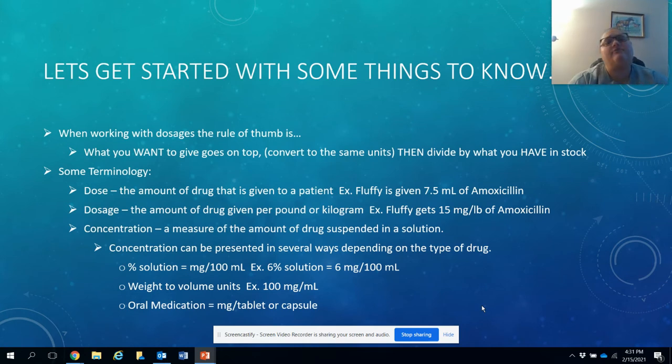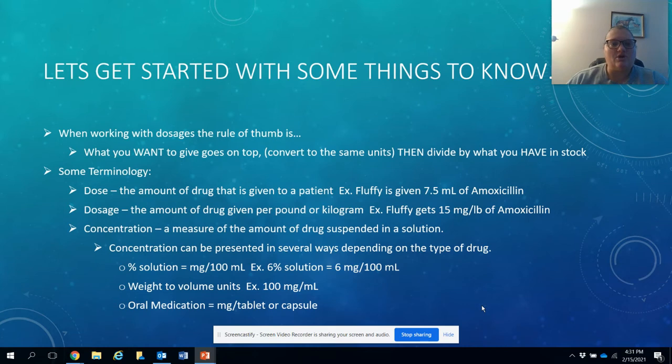Some terminology for you to know is a dose is the amount of drug given to a patient. So Fluffy is given 7.5 mLs of amoxicillin. That's the dose. The dosage is the amount of drug given per pound or per kilogram. And a lot of dosages are per kilogram. So you will have to change the weight from pounds to kilograms. To do that, we divide by 2.2, but we'll get to that later on. So Fluffy gets 15 milligrams per pound of amoxicillin.